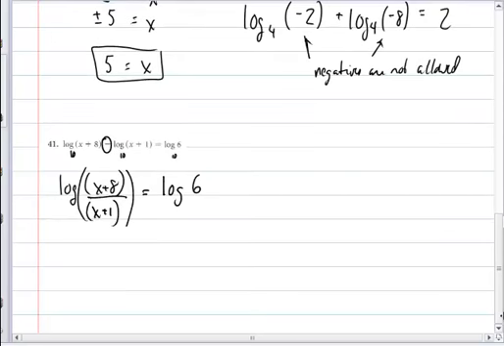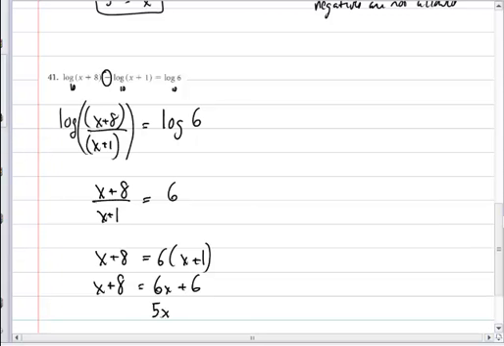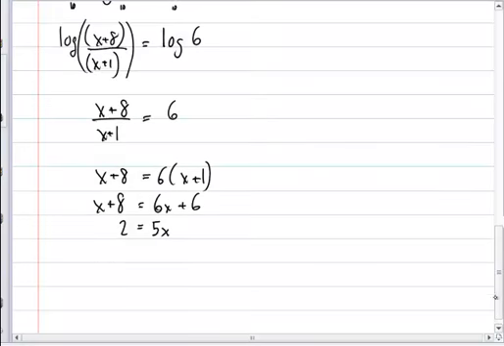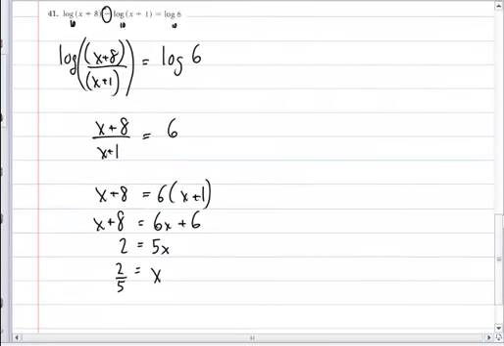So because I have common log equal to a common log, I can just rewrite that as (x plus 8) over (x plus 1) is equal to 6. And now I just cross multiply, and x plus 8 is equal to 6x plus 6, and that would mean 5x is equal to 2. In this case, x is equal to 2 over 5. So in this case, you'd want to check that and plug that back into the original and make sure it worked.